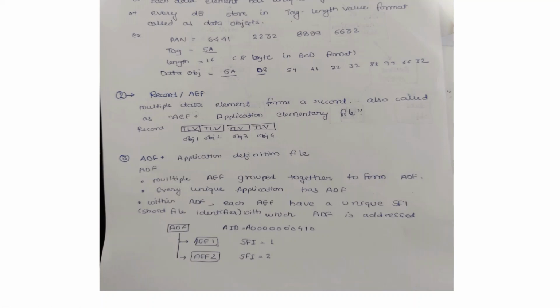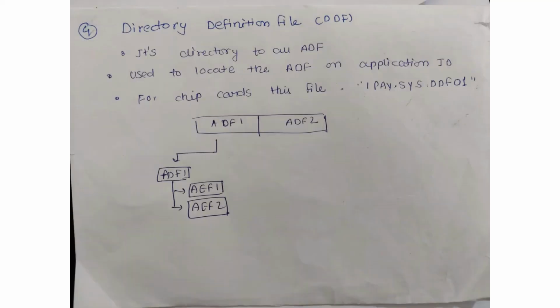If you want to address an application, you will identify it by using the AID, that is the application identifier. And within the application, if you want to identify any record, you have to refer to the AEF, that is the application elementary file. So ADF is nothing but a file that is unique to a particular application, identified by using the AID. Now let's look at the directory definition file, DDF.